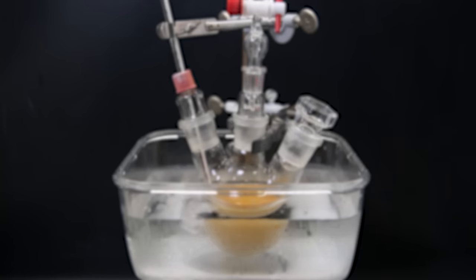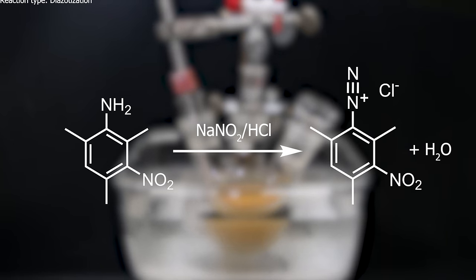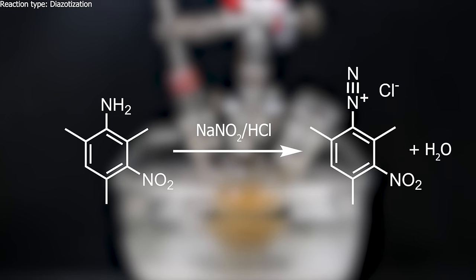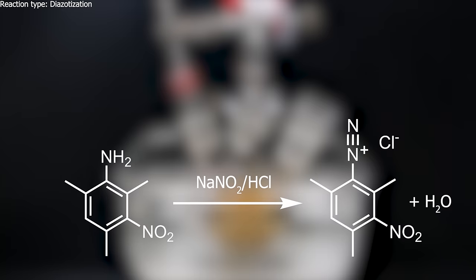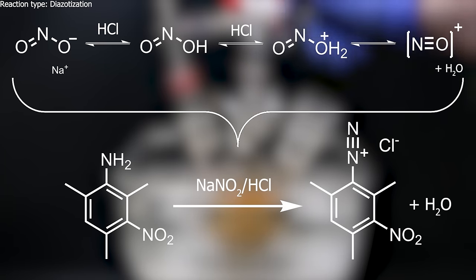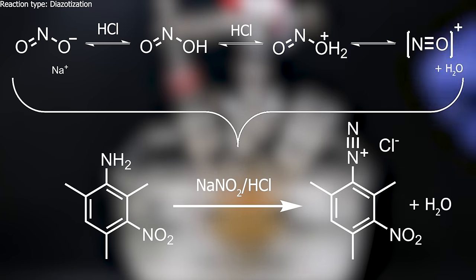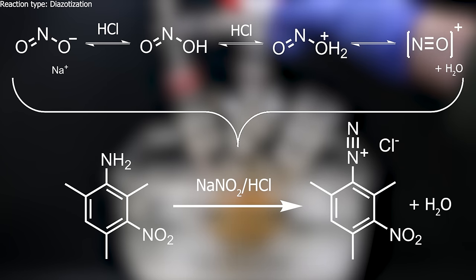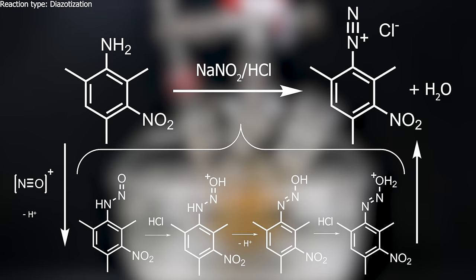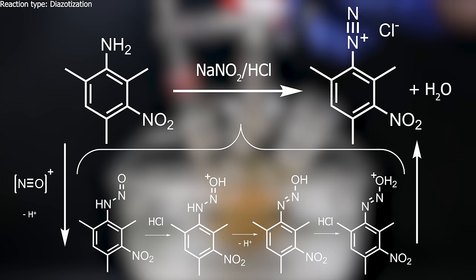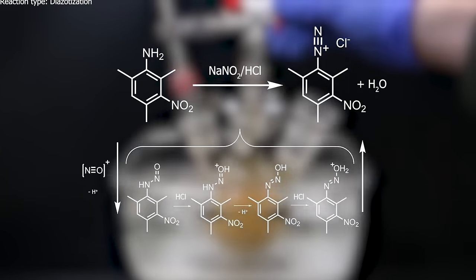In the reaction, sodium nitrite can react with the amine in the presence of hydrochloric acid, to convert the amine to a diazonium salt and eliminate water. In more detail, the nitrite ion can take up a proton from hydrochloric acid two times, to first form nitrous acid and then the nitrosonium ion by splitting off water. This nitrosonium ion can react with the amine to form a nitrosamine, and in the presence of hydrochloric acid will undergo multiple proton transfers, finished by the elimination of water to form the final diazonium salt.